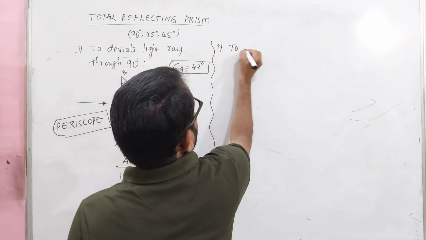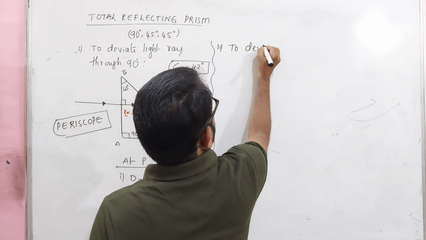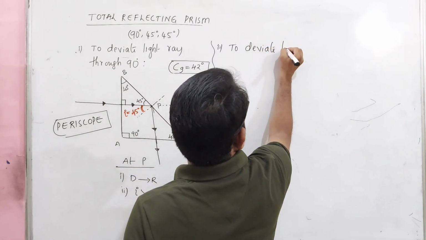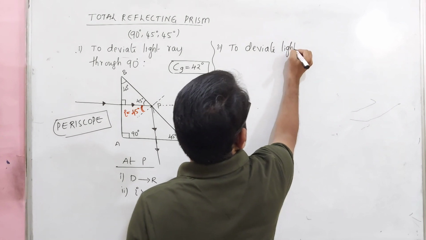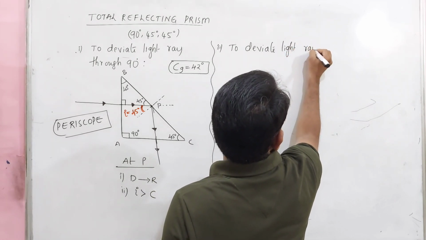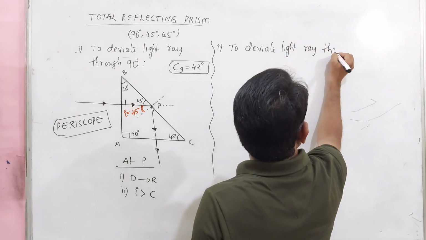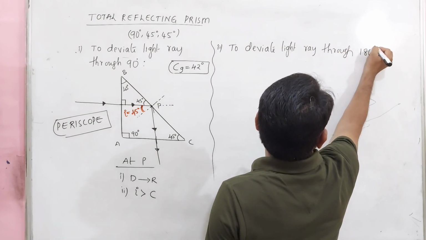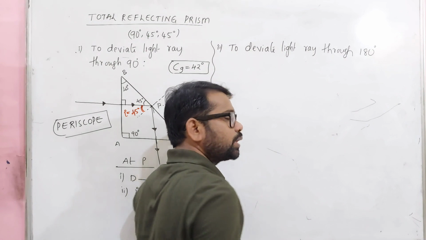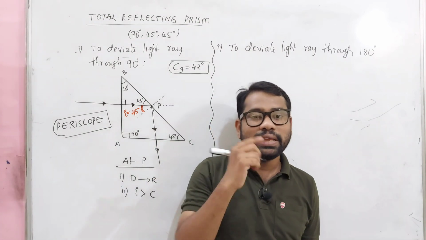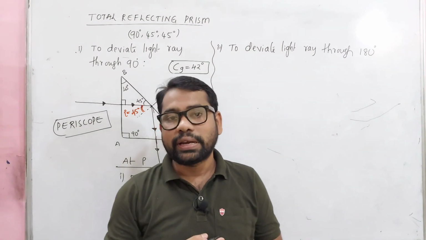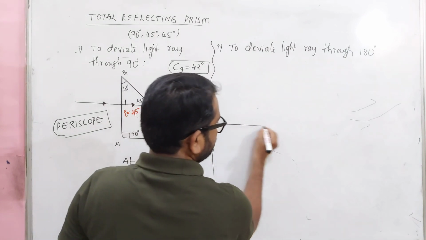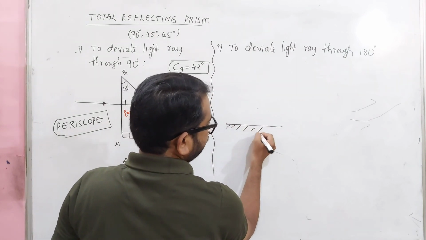So in this case, it is used to deviate light ray through 180 degrees. Teacher, actually in general, the plane mirror only will deviate the light ray through 180 degrees. How? Look at here. So here is a plane mirror.